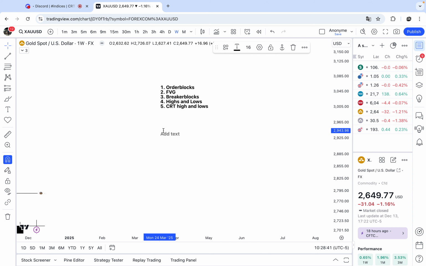And for the market structure, I'm looking at specific time frames. Okay, so for example, we got weekly key levels equal 4-hour market structure, and daily key levels equal 1-hour structure.